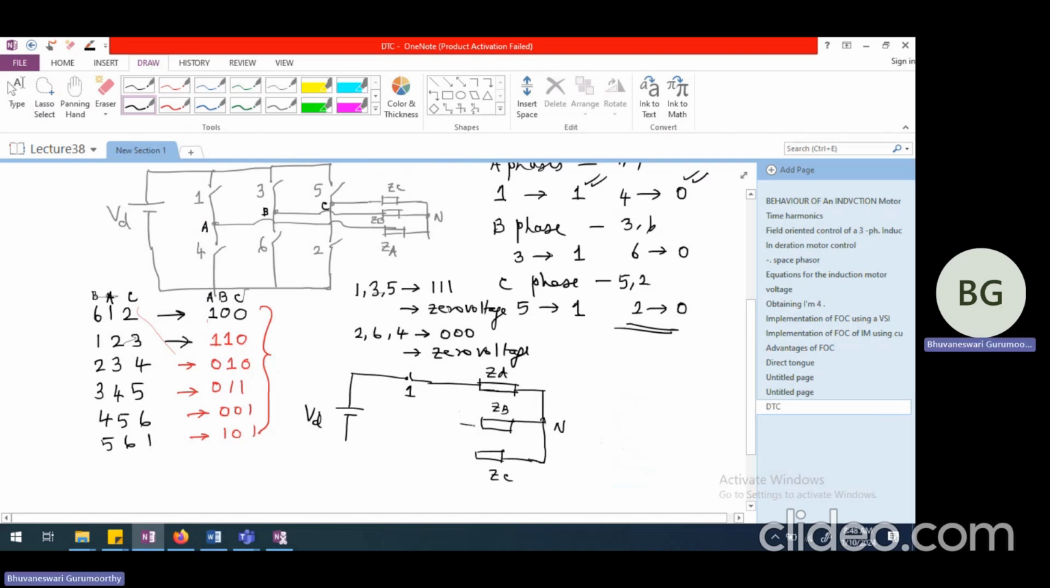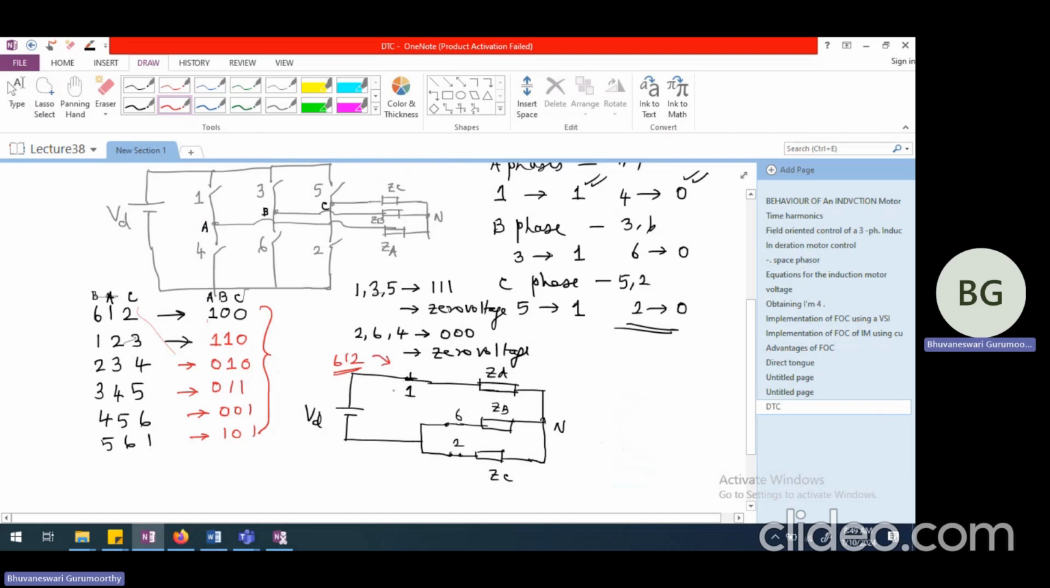Now from ZB, it is switch number 6. So I can show this also closed. And from ZC, it is going to be switch number 2. And these two are connected together to the negative side. So this is the equivalent circuit corresponding to 612. When I talk about 612, this is the kind of equivalent circuit I have.